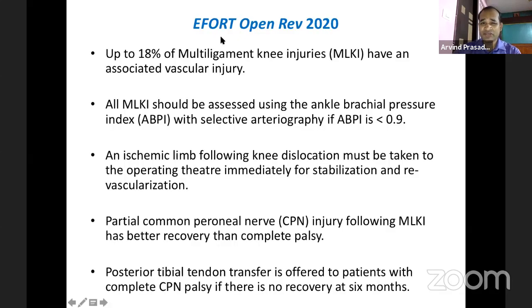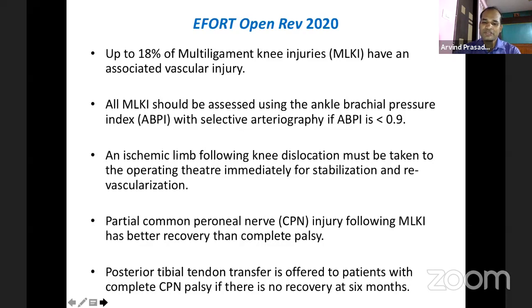So recently, a review published in 2020 says almost 18% of multiligament injuries have associated vascular injury, and the ankle brachial index should be assessed in all cases. Angiography should be done if it is less than 0.9, and an ischemic limb should be transferred immediately to the OT for vascular repair and stabilization.